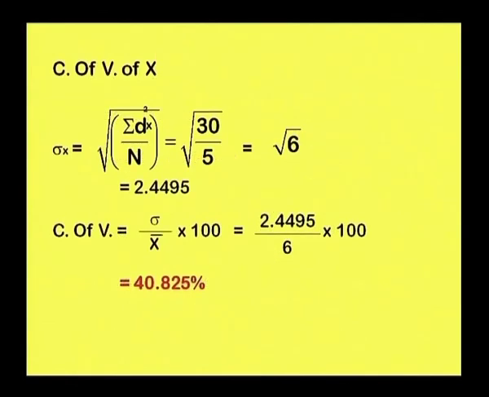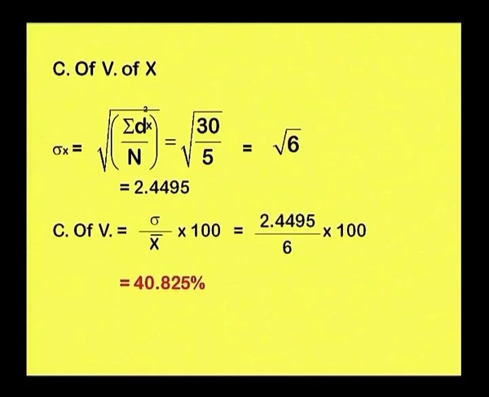Now, what is the coefficient of variation of x? In order to calculate the coefficient of variation of x, first of all you have to find out the standard deviation of x. This formula is used in this connection: root of summation dx square divided by n is equal to root 30 divided by 5, we get 6, and under root of 6 is 2.4495. So, this is the standard deviation of x.